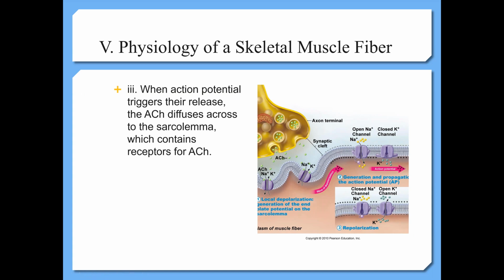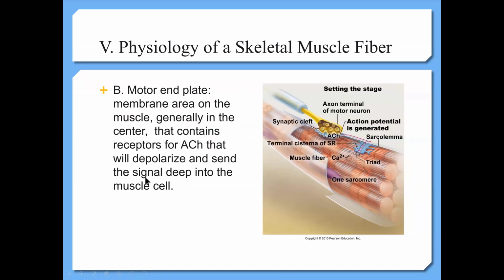Okay, remember, we don't call it a plasma membrane, we call it a sarcolemma, which contains the receptors for the acetylcholine. It wouldn't make any sense if we released acetylcholine and the muscle didn't have any receptors. So when the action potential is triggered, we get release of the acetylcholine. The acetylcholine is going to come across the synaptic cleft, okay, and interact with the receptors for acetylcholine.